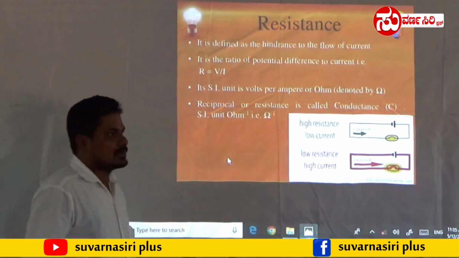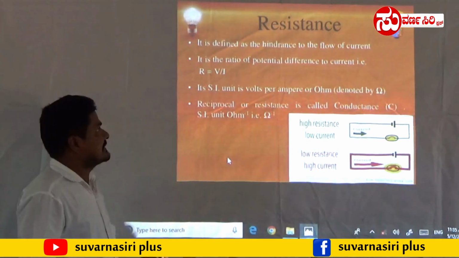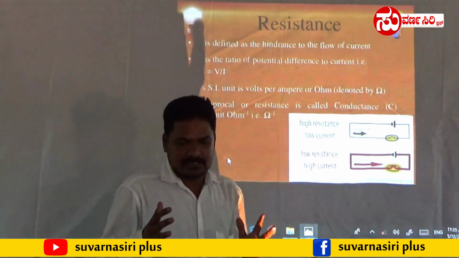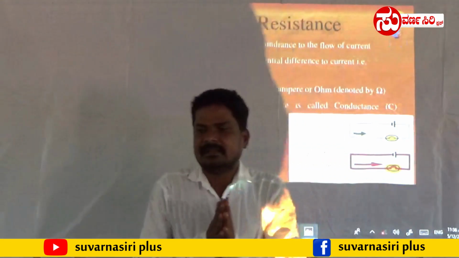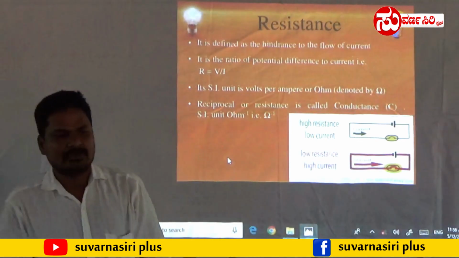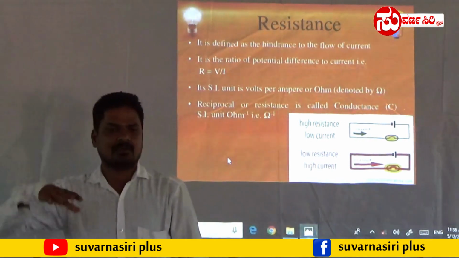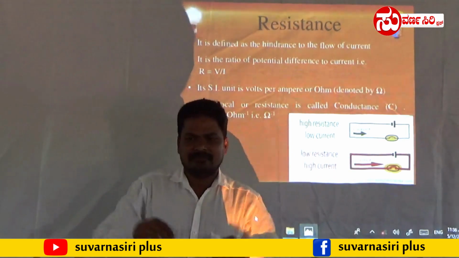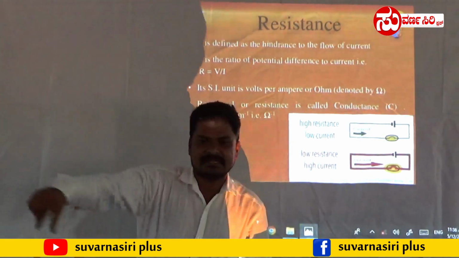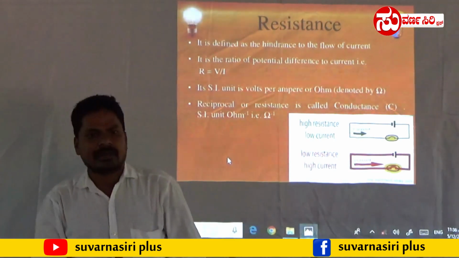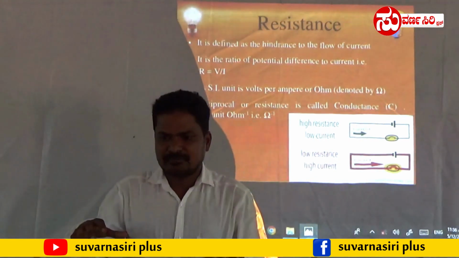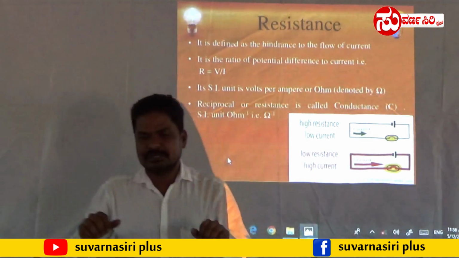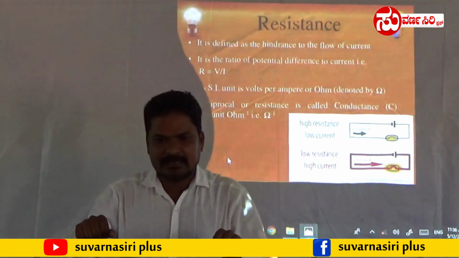Next, we have to learn about resistance. What is resistance? It is defined as hindrance to the flow of current. What does that mean? For example, on a straight road, a vehicle is moving very fast. If suddenly a road breaker comes, the driver riding the bike applies the brakes and reduces the speed.